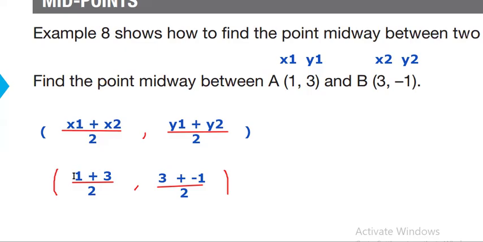So 3 plus 1 is 4. 4 divided by 2 is going to be 2. So the final number here will be 2 for the x. And then the y. 3 plus minus 1 is going to be 2. 2 divided by 2 is going to be 1. So 1 for the y. And this is the coordinate of the midpoint between these two points. And this is how you answer a question like this.